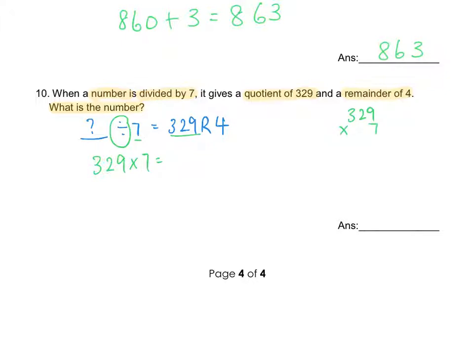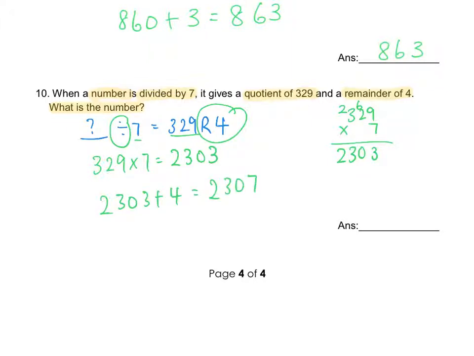Work it out at the side. 9 times 7 is 63. 2 times 7 is 14 plus 6, 20. 3 times 7 is 21 plus 2, 23. So you have 2,303. Do not forget about the remainder. Add the remainder plus 4. Your answer should be 2,307. With this, we've come to the end of the worksheet. Thank you.